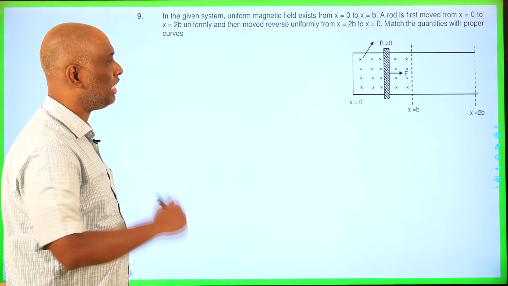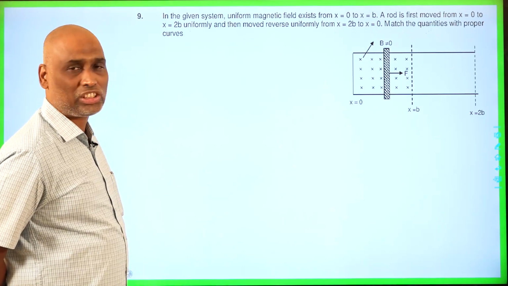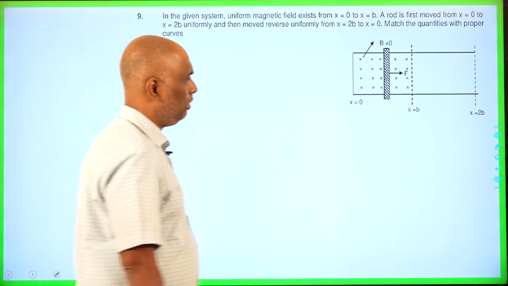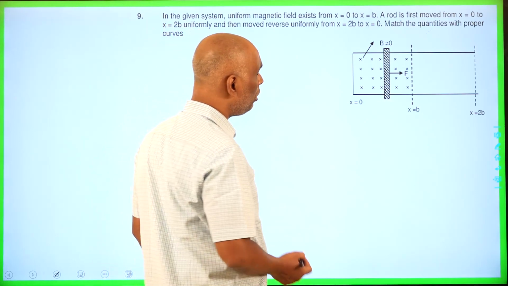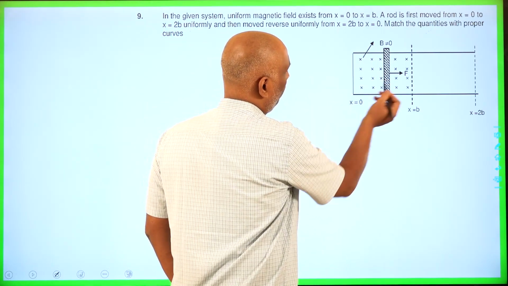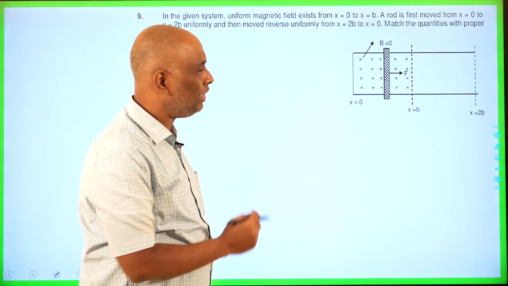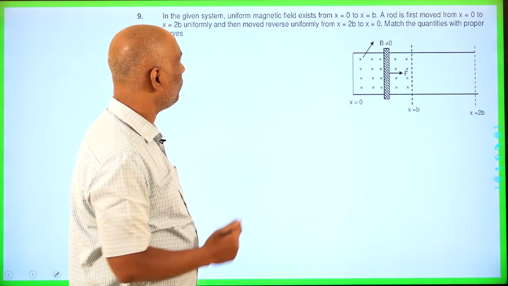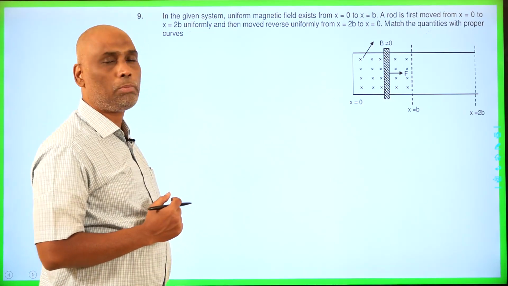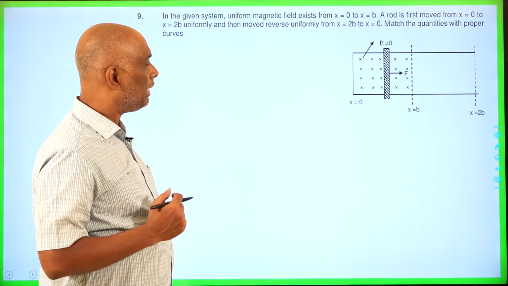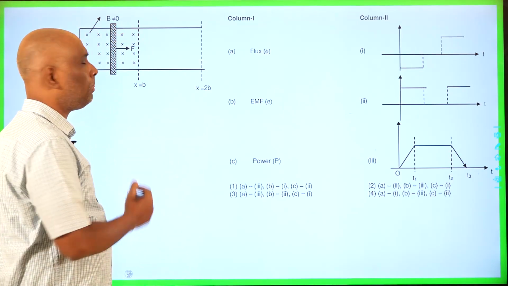So here a diagram is given. There is a magnetic field lying only in the region from x equal to 0 to x equal to b. From x equal to b to x equal to 2b, there is no magnetic field. So starting from x equal to 0, we are moving this one uniformly, and partly it is moving in the magnetic field and partly it is moving outside the magnetic field. Regarding this, they have asked to match the quantities with the proper curves. There are quantities they have given and we have to match those quantities with the proper curves. Let us see what curves and what quantities they have given. So look at this one. This is the diagram I am considering.